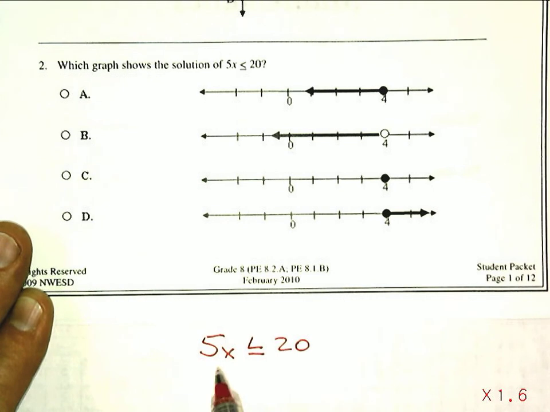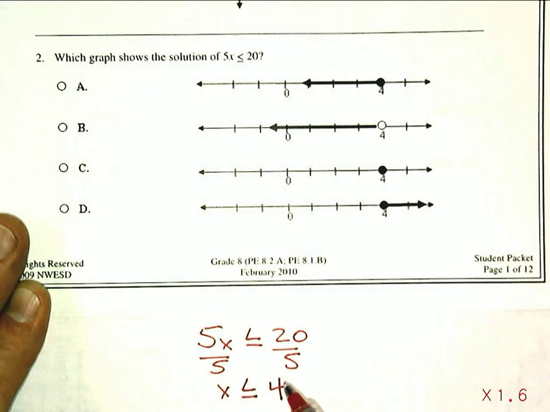One of the algebraic ways to solve this is, if I have 5 times x is less than or equal to 20, if I divide both sides by 5, then 5 divided by 5 is 1, or 1 times x, which is just x. And that tells me that x is less than or equal to 20 divided by 5, which is 4. Now that gives me a much simpler way to look at this solution: any values of x that are less than or equal to 4 would make this true.